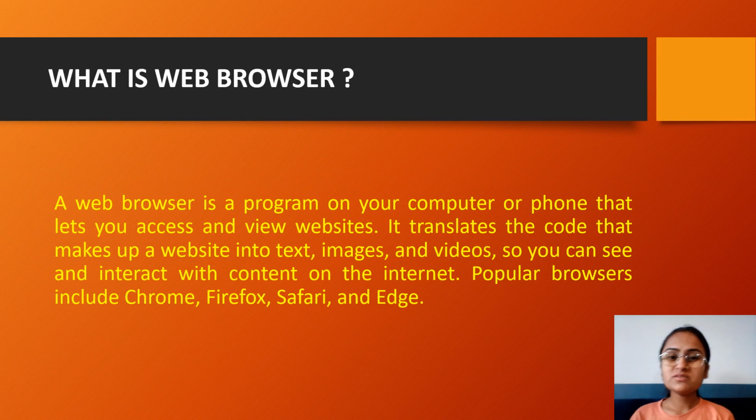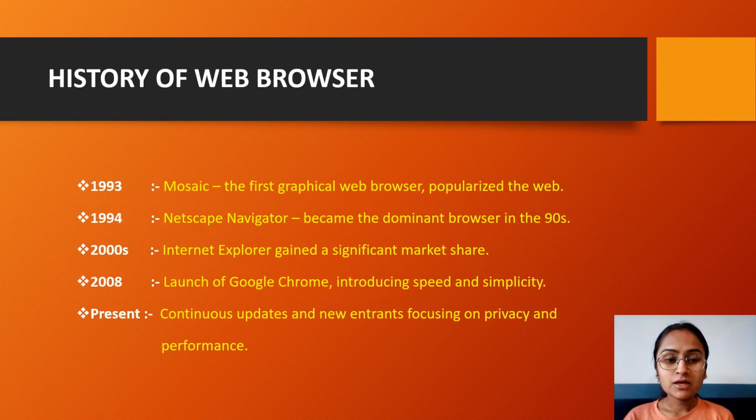So basically, what is a web browser? A web browser is a program on your computer or phone that lets you access and view websites. It translates the code that makes up a website into text, images, and videos so you can see and interact with content on the internet. Popular web browsers include Chrome, Firefox, Safari, and Edge. All these are examples of web browsers.